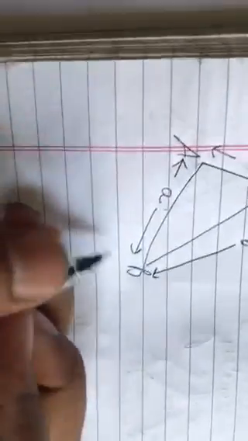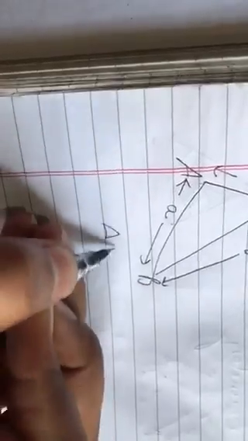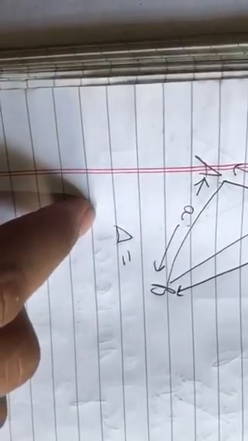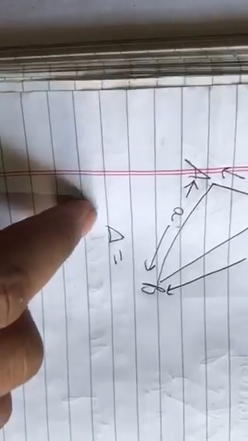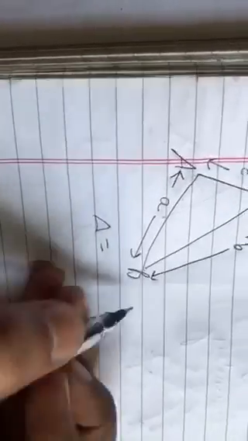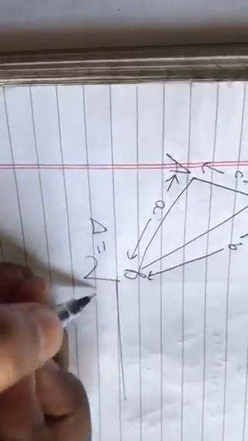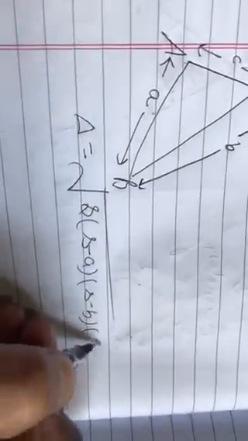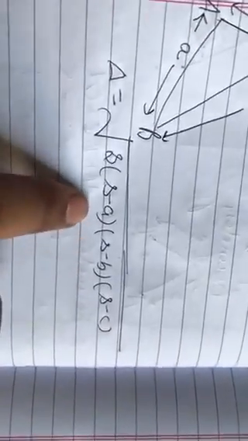Now the formula is given by, this is delta, which stands for the area of a triangle. Shortly you can say area of triangle. Delta equals under root S into S minus A, S minus B, and S minus C. There is a sequence of all sides.